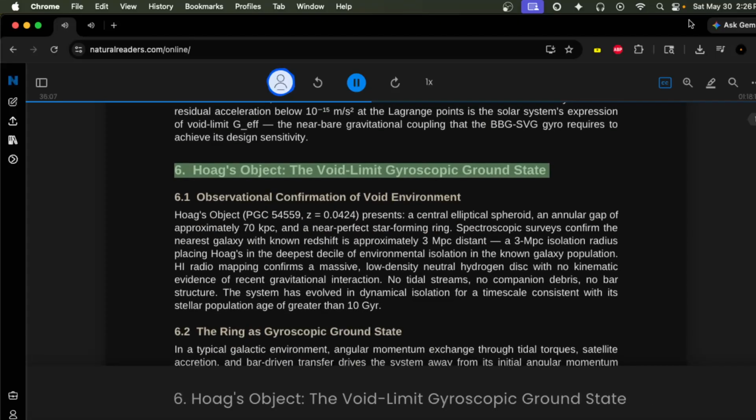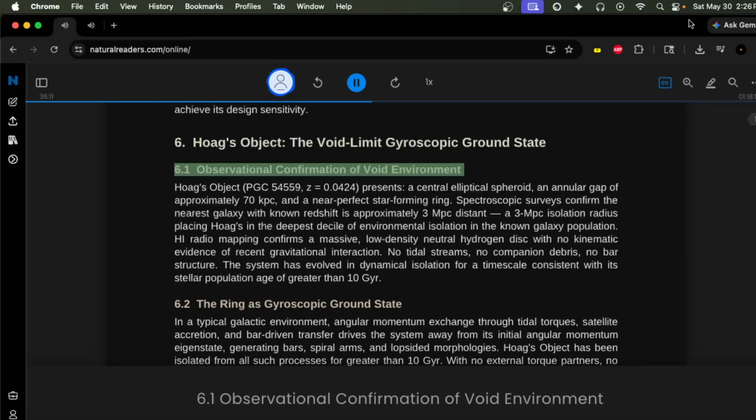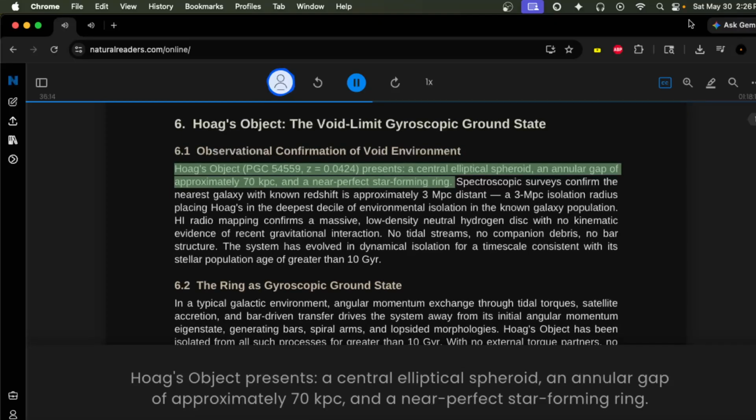6. Hoag's object, the void limit gyroscopic ground state. 6.1 Observational confirmation of void environment. Hoag's object presents a central elliptical spheroid, an annular gap of approximately 70 kpc, and a near-perfect star-forming ring.